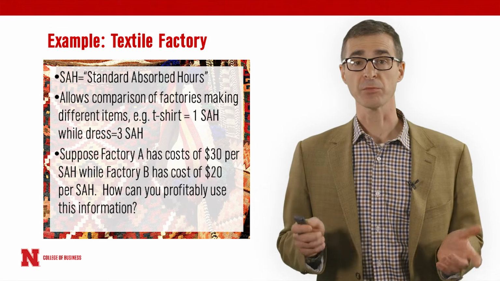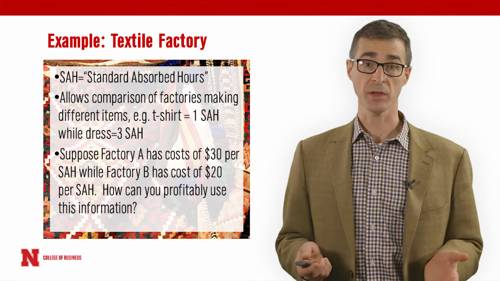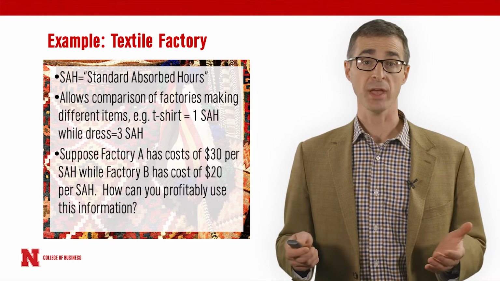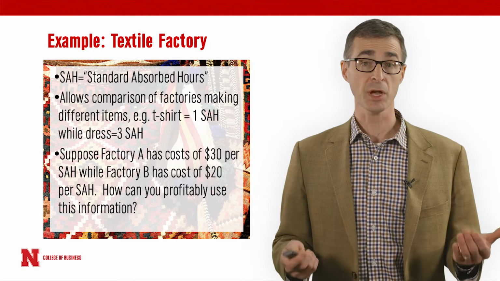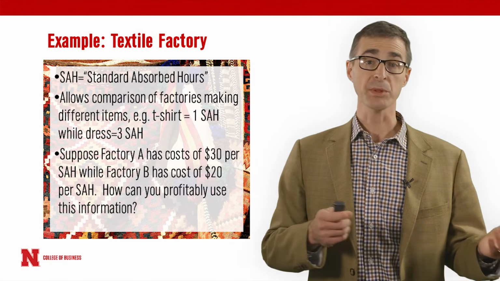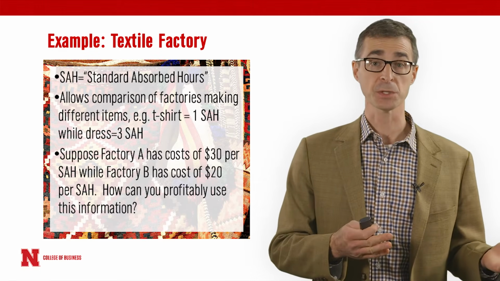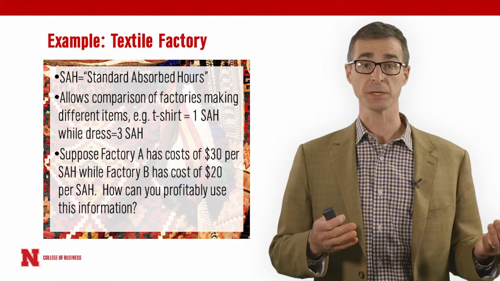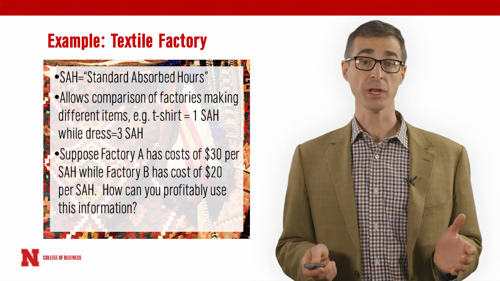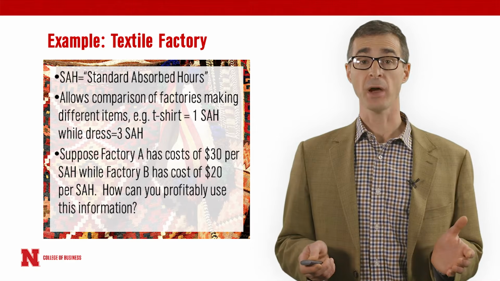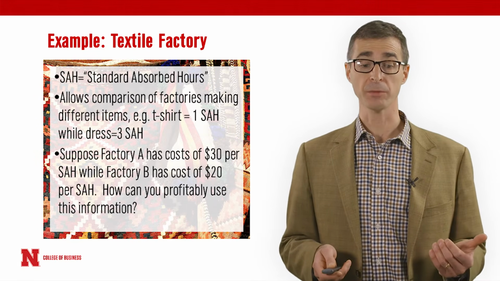So let's take two plants. Plant A is operating in the Dominican Republic. Plant B is operating in the Yucatan. And each of these plants has different costs, different standard absorbed hours, and this particular company is trying to decide whether one plant is more or less efficient than the other, and if so, perhaps consider shifting some production to the more efficient plant. So let's suppose that plant A has costs of $30 per standard absorbed hour. Plant B has costs of $20 per standard absorbed hour.